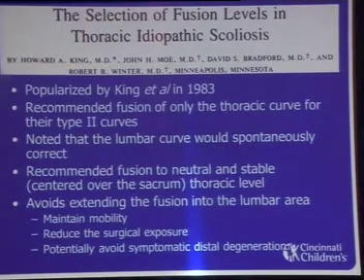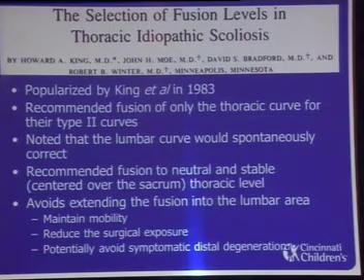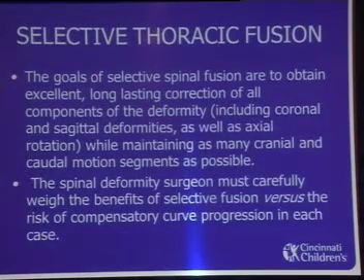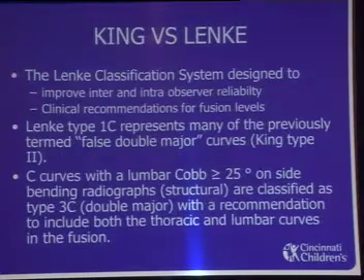It has never been proved that in scoliosis, except if you go to L5, there is adjacent or distal segment degeneration after many years. So selective thoracic fusion, the goals of fusion are to obtain long-standing correction, achieve balance, at the same time maintain mobility. So Lenke classification was designed to improve inter-observer reliability and make clinical decisions more surgical rather than just on X-ray.